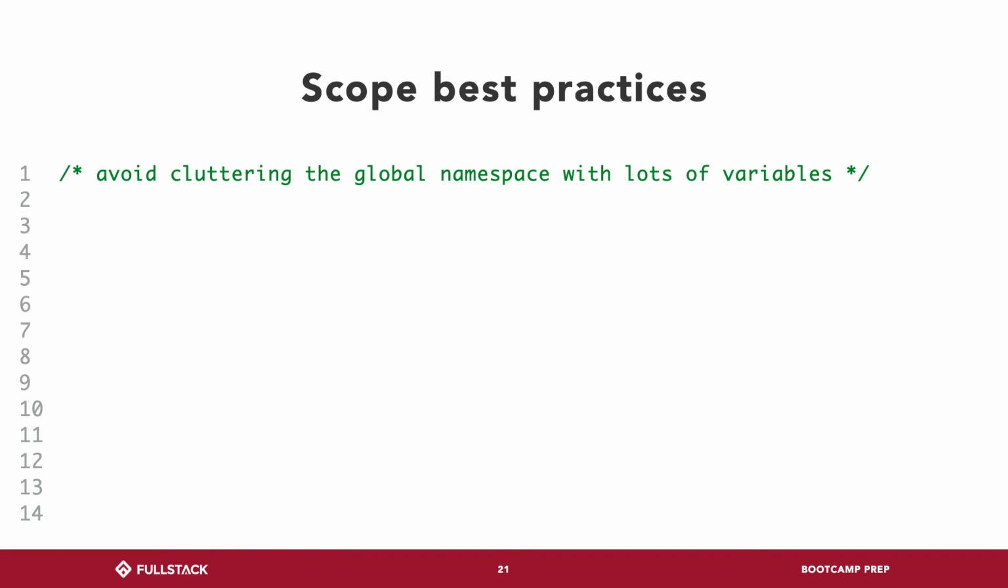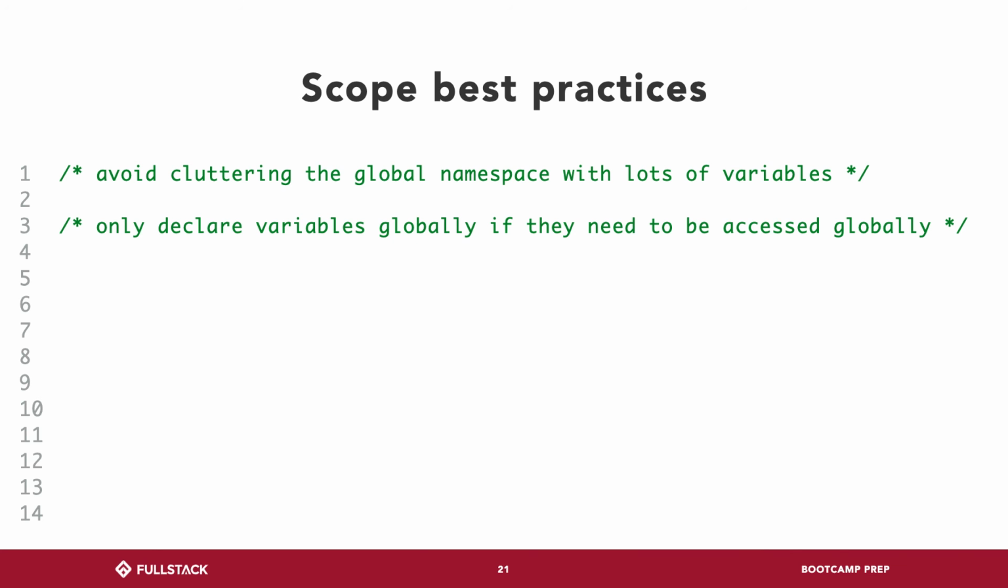So avoid cluttering the global namespace with lots of variables, or really any variables if you don't need them. Functions should be declared in the global scope. Well, I'm sorry, I shouldn't say should, but they usually are, right? Unless you want a very specific function that is being used in a larger function, then you would declare it in that function scope, right? But only declare variables globally if they need to be accessed globally, okay? Things that are constantly being overwritten, things that are constantly being added to, those things probably shouldn't be in the global scope. Probably, okay? I am not giving you any definite instructions.